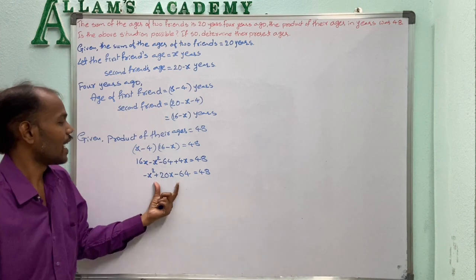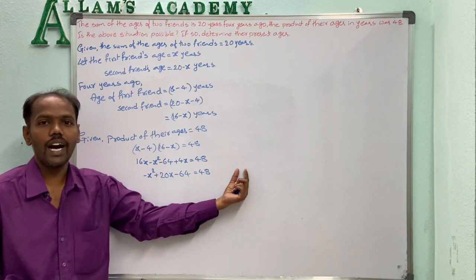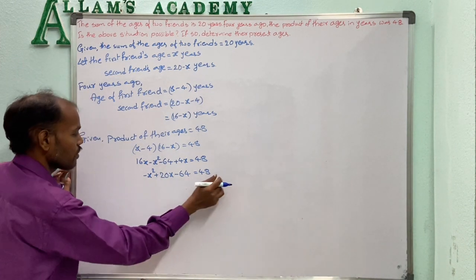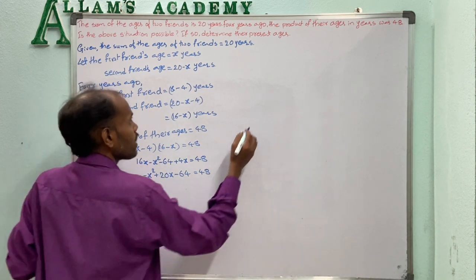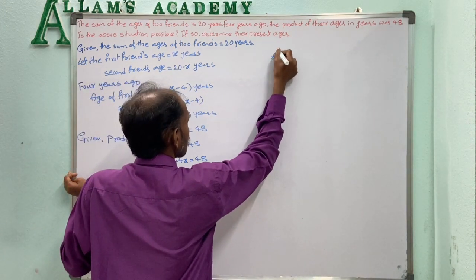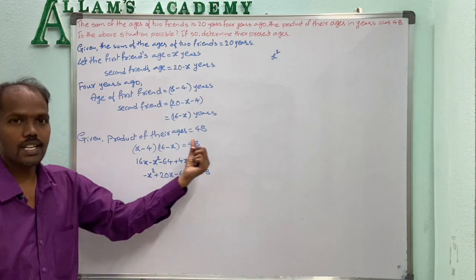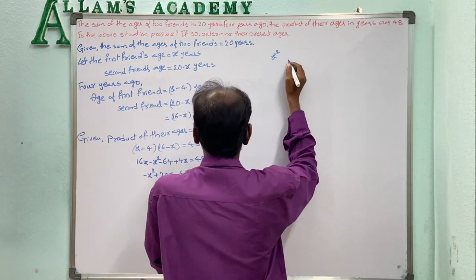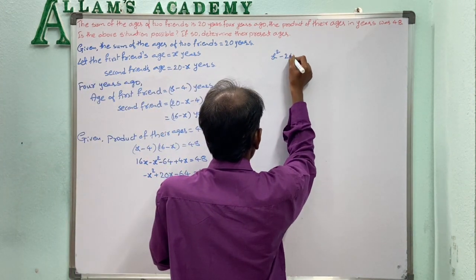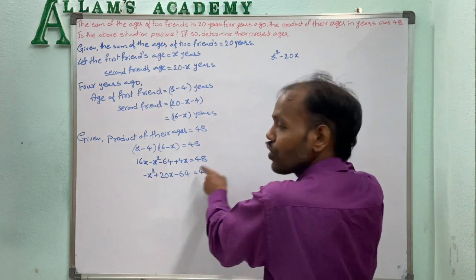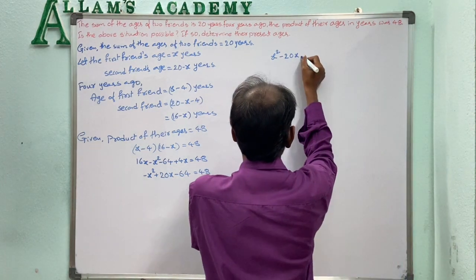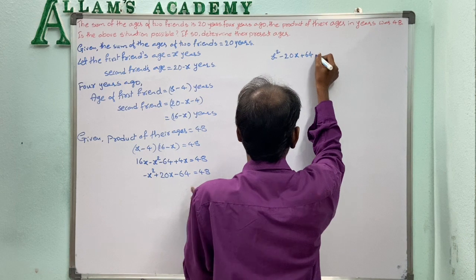Now all these LHS values are transferred to the RHS. Now minus x square is transferred, means that is plus x square. Plus 20x is transferred, means minus 20x. Minus 64 is transferred, that is plus 64, and here plus 48 there.